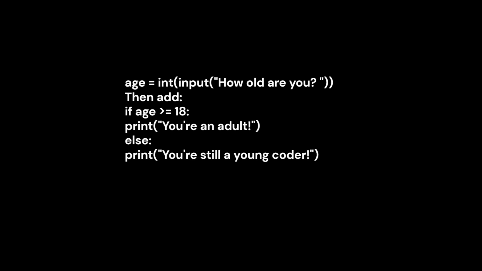Let's take it one step further by adding a tiny bit of logic. Under your code, type age = input("How old are you?"). Then add: if age >= 18: print("You're an adult"), else: print("You're still a young coder"). This shows you how Python makes decisions based on what the user enters.